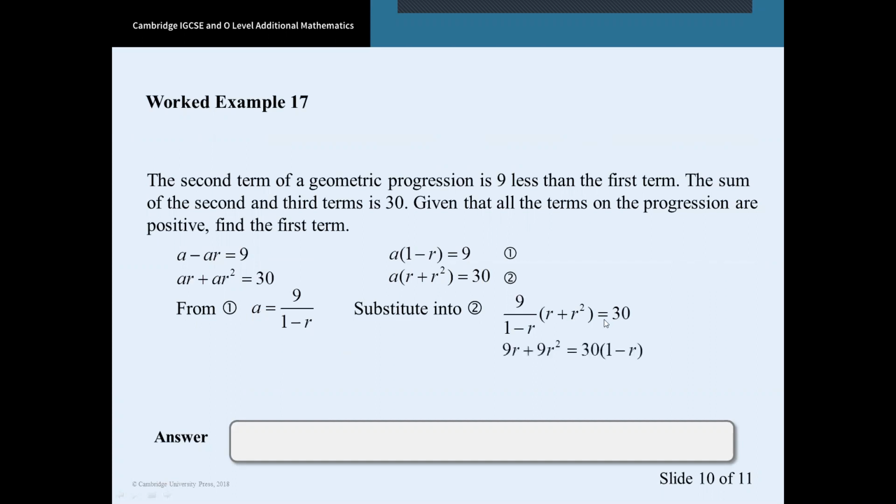to 30. So for this denominator, move to the right hand side, and on your left hand side, you're left with 9 and also the bracket r plus r squared. These two things you can expand. The same thing goes to the right hand side as well. Once you've done expanding, rearrange them, and before you proceed to factorize, see whether there's any common factor that you can take out to reduce the value to a much smaller value.